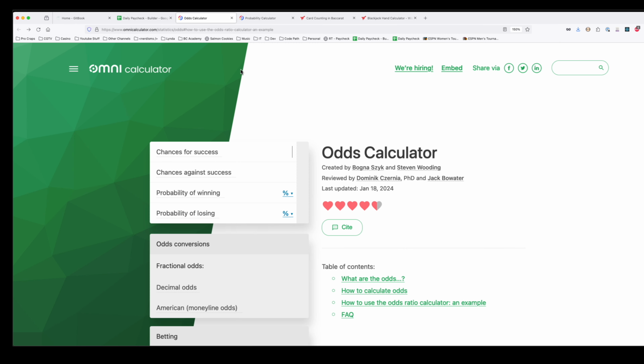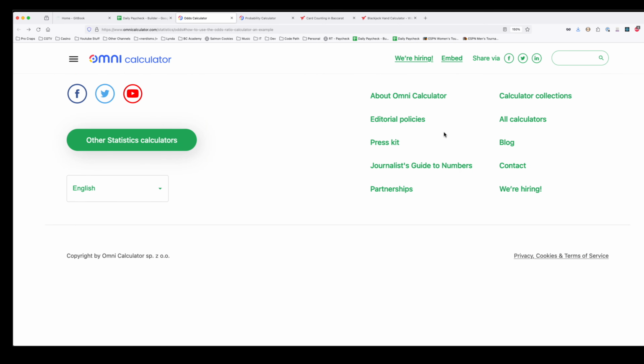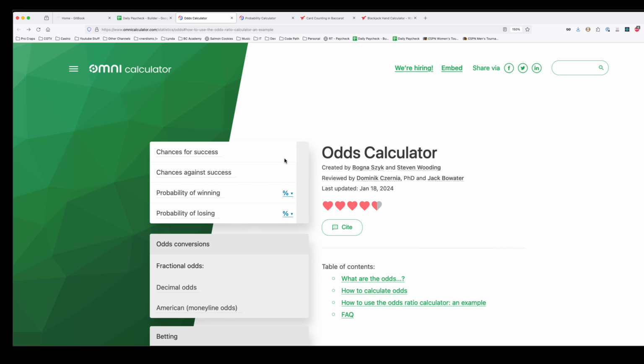Right. This is from Omni Calculator. This is a great one. And this really, I think, is a good visual to what I showed you with the marbles in the bag. And of course, if you read through this whole page, they will explain how that all works. But if you just put into here the chances for success, let's do craps.